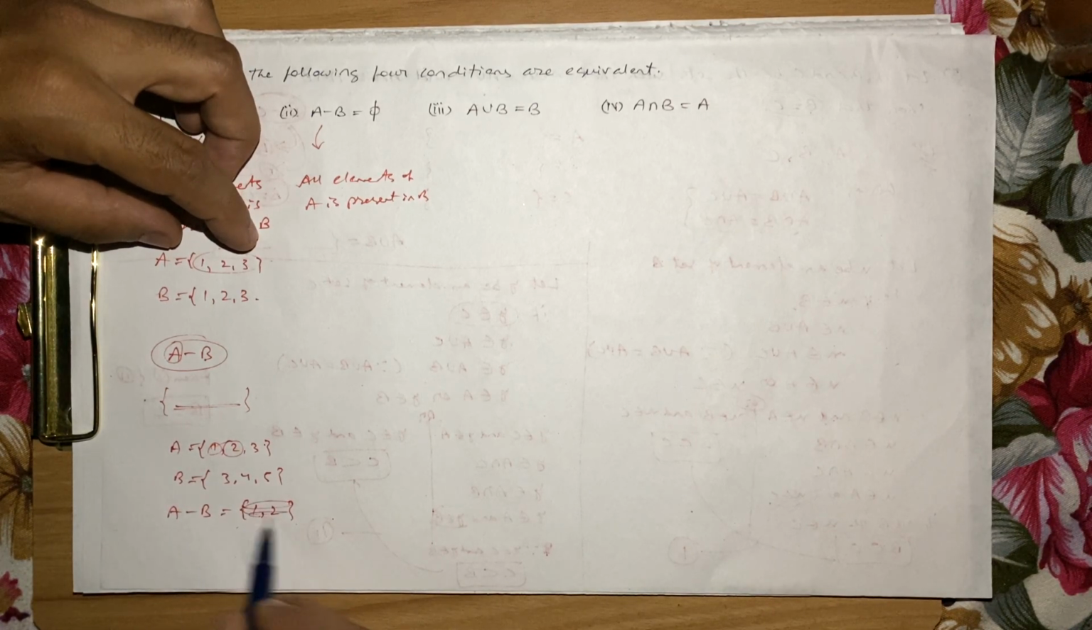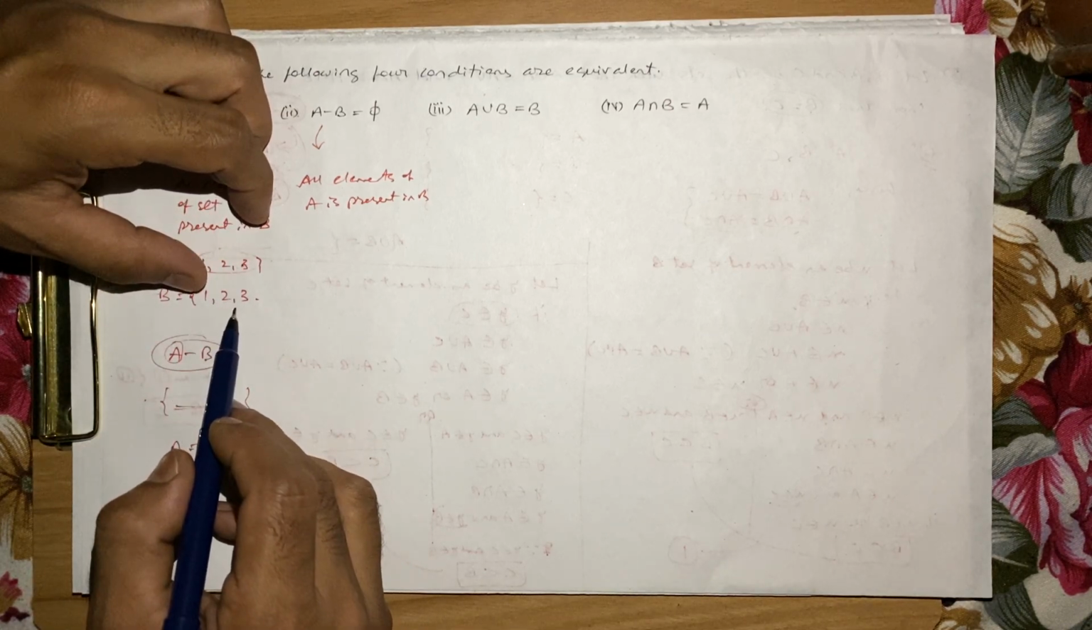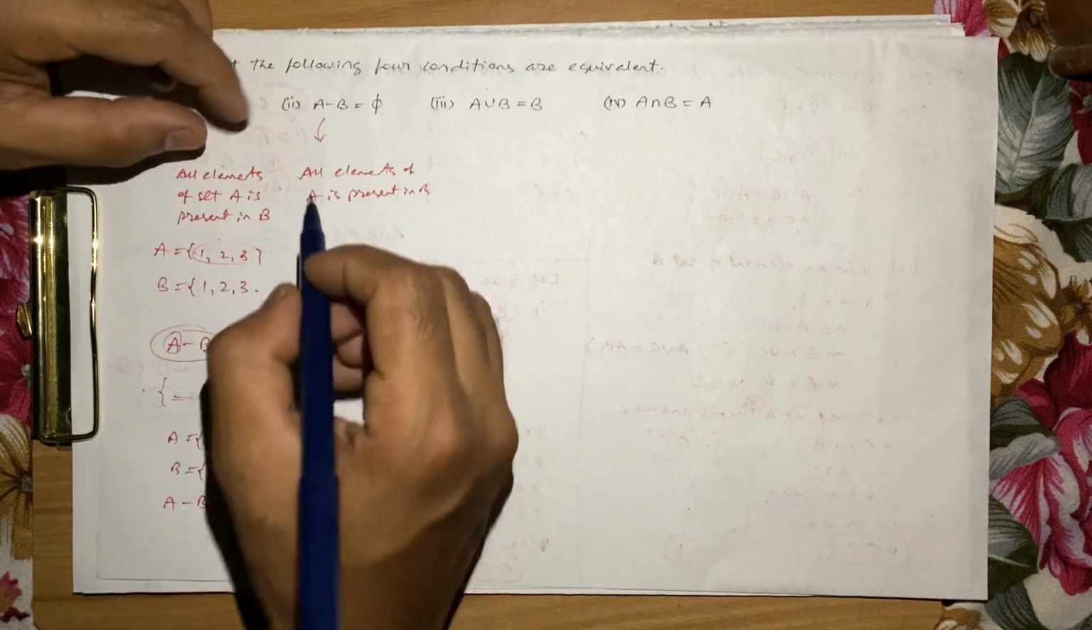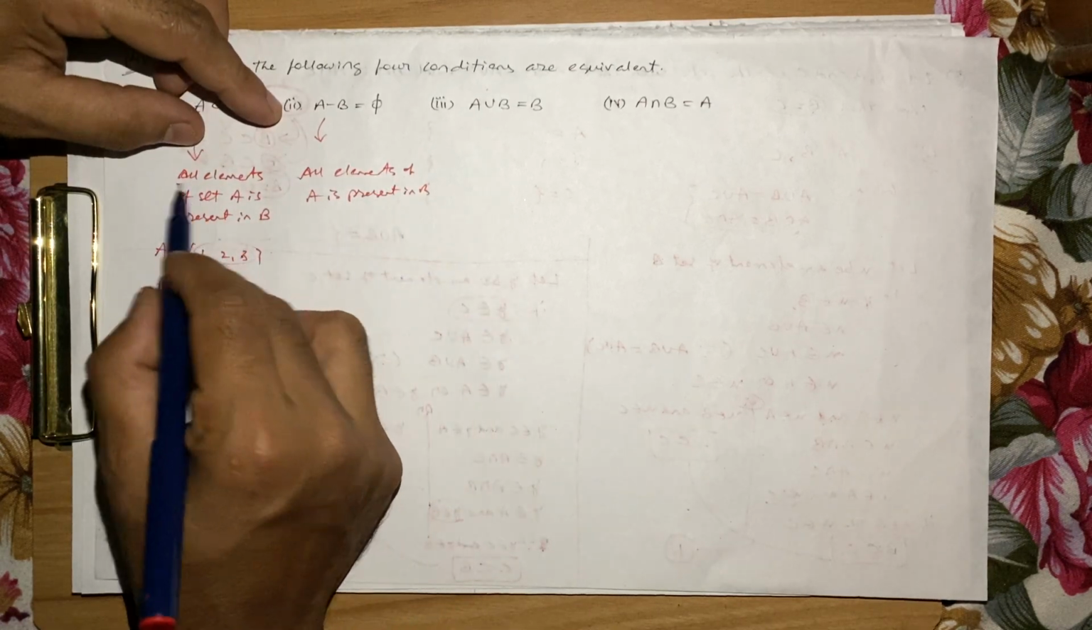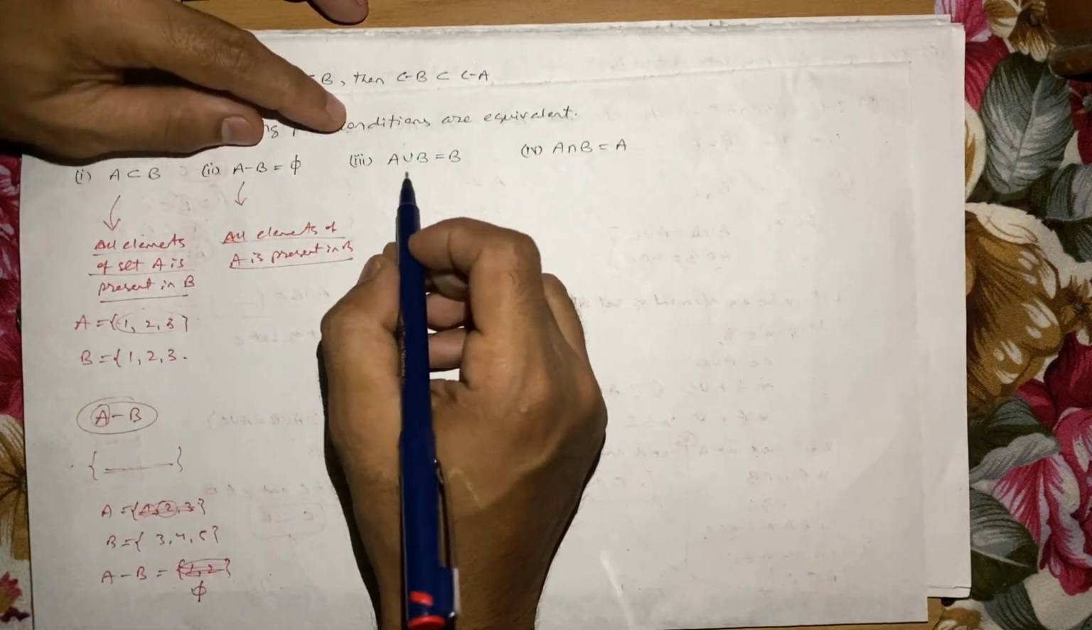But here, this is the empty set, which means there is no such element in the set A that purely belongs to A. So all elements of A are present in B. See the same line, right? All elements of A are present in B. Now check the next one.